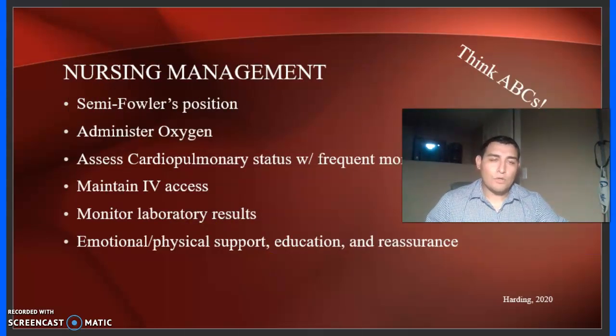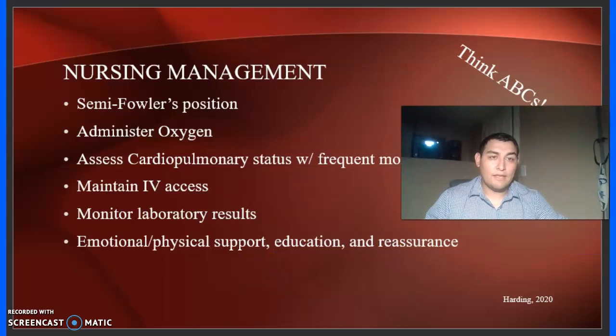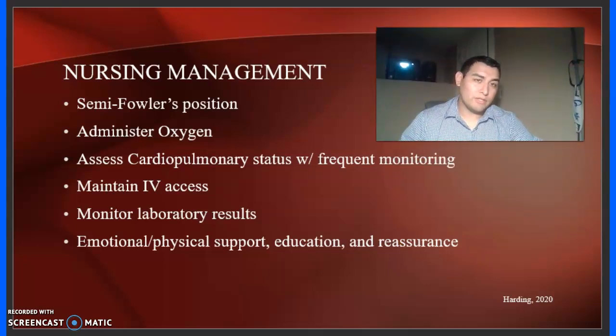So nursing management, you want to think about your ABCs, and this includes your airway, breathing, and circulation. So with the patient in respiratory distress, you want to put them in the semi-Fowler's position. You want to administer oxygen, assess their cardiopulmonary status, and then you want to do frequent follow-up monitoring, especially to see if any of the interventions are working.